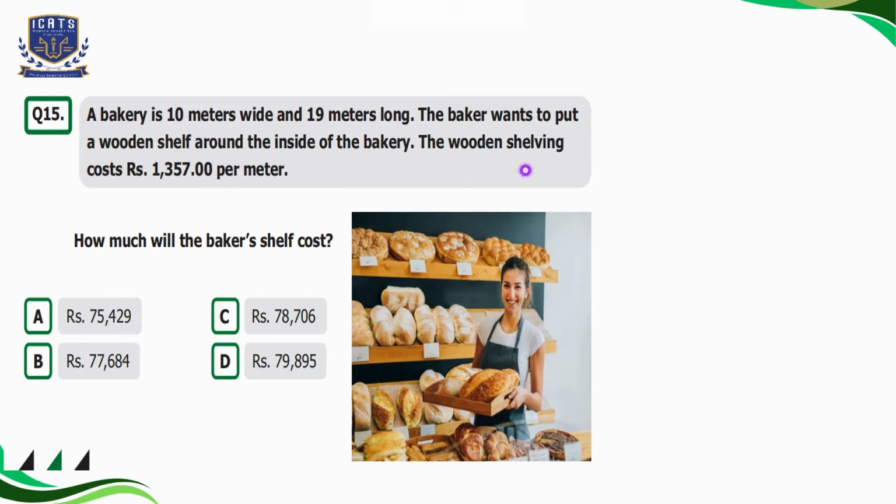So it's given in the question that the baker wants to put a wooden shelf around the inside of the bakery. Usually the shapes of bakeries or shops are in the rectangular form.